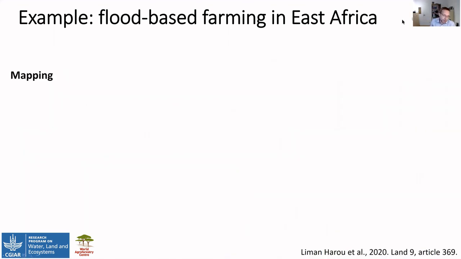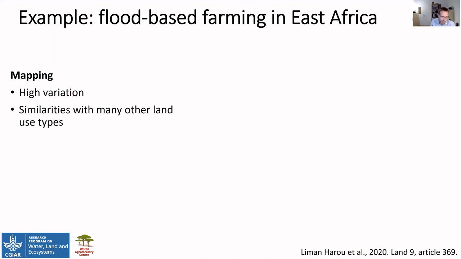He also took on the remote sensing part and tried to map such systems. Also here we have high variation. These systems are highly diverse, and they're also similar to many other land use types. So there are certain greening signatures, for example, that you can detect in remote sensing that are also shared by natural systems in floodplains.